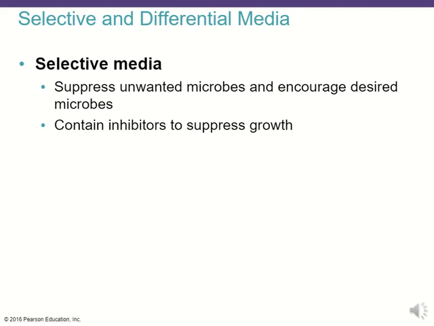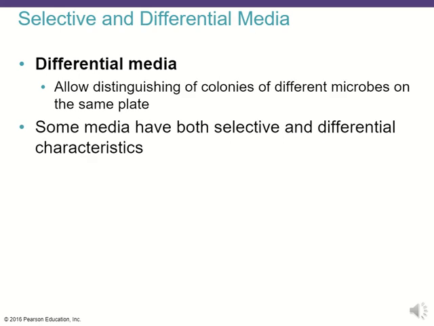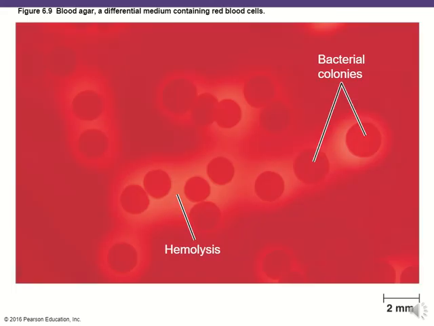Now, there is a type of media called selective media. It suppresses unwanted microbes, but encourages the desired microbe. And it will contain inhibitors to suppress growth of those that are not desired. There is also differential media, which is specialized to allow for the growth of various different colonies. It allows distinguishing those different colonies of different microbes while on the same plate. Some media will have both selective and differential characteristics to both keep out unwanted microbes that might be common in daily life, but allow for a select few to grow and be compared.